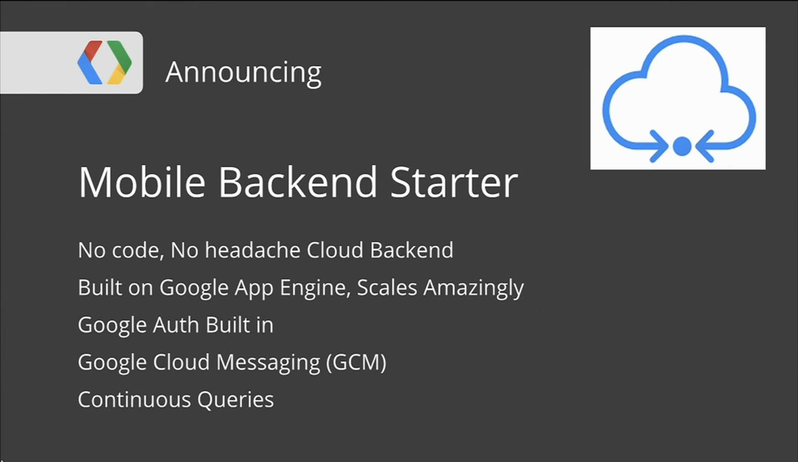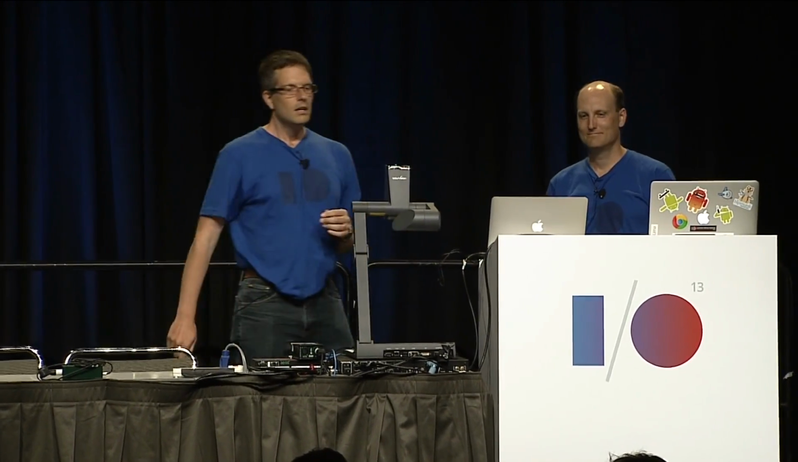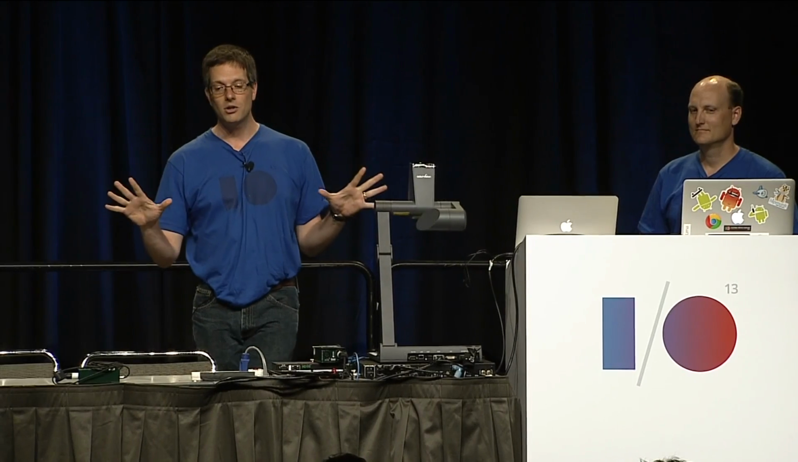But luckily, we launched a new member of the cloud platform family, the Mobile Backend Starter. What this does is it's a no-code server solution to build a highly scalable cloud-based backend for your mobile applications. It's built on App Engine, so it was born to scale. We've got built-in Google authentication, built-in Google Cloud Messaging, and a very cool continuous query feature that we'll show you about.